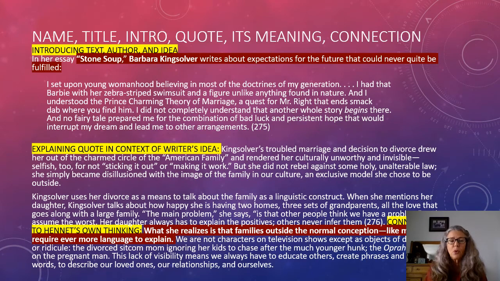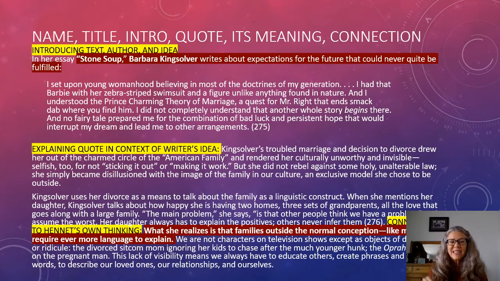Something else I want to point out, there is another quotation by Kingsolver in this paragraph. "The main problem is that other people think we have a problem." Those are Kingsolver's words, and it shows it by putting quotation marks in them and by putting the page number in at the end of her sentence.